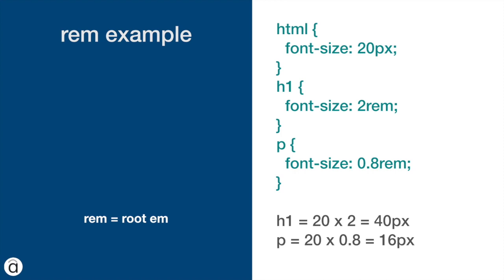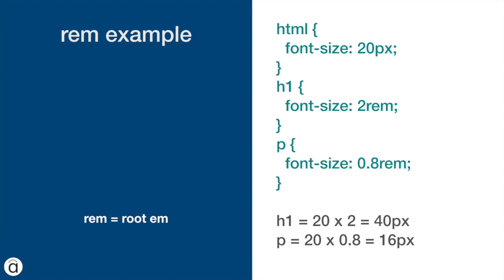I mentioned it relates to the root. So right at the top, we've set a font size of 20 pixels against the root element, which is HTML, curly brackets. Okay, so font size 20 in the root, and then the H1 I've sized at 2 REM, and that's just how we spell it, no space, 2 REM. And then for the paragraphs, I've put a font size of 0.8 REM.